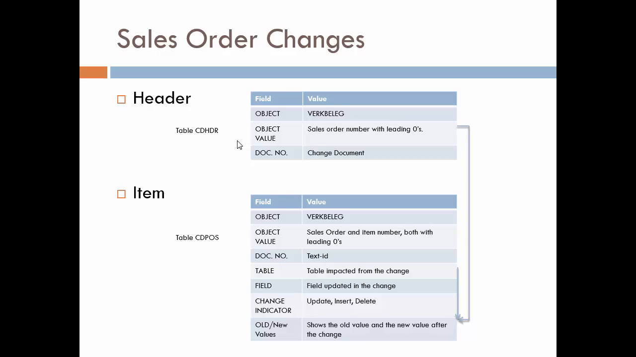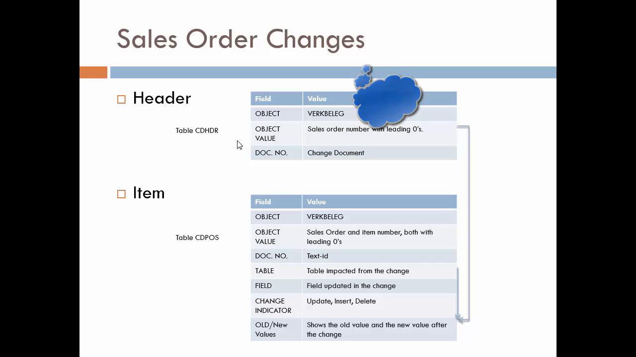From CDHDR, you can go in and get the document number and the object values, and then feed those into CDPOS, and that'll help bring down the selection time, because these can be fairly large tables. We're not just talking about sales order changes. General document changes are captured in both of these tables, so they could be quite big. We'll identify sales order changes by the object VERKBELEG, or sales document.